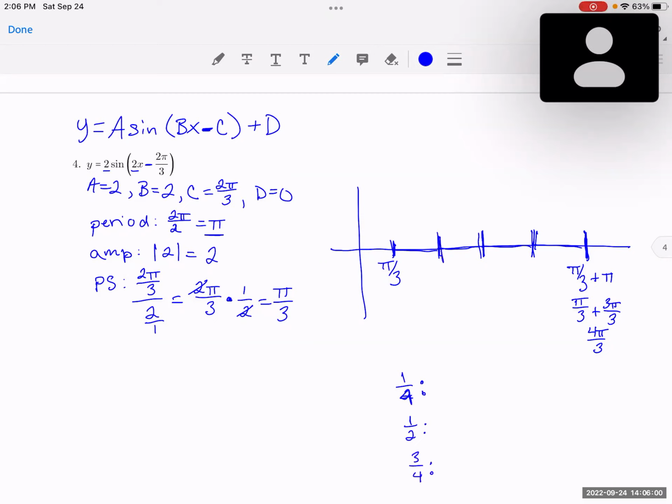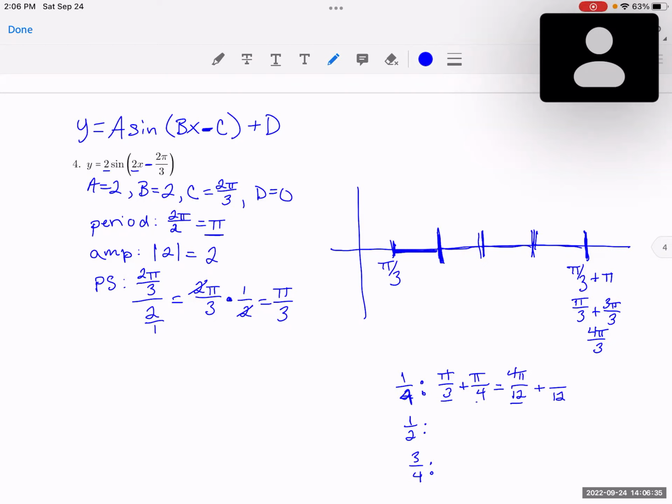To find this quarter point right here, I'm going to start at pi over 3, and I move over a length of pi over 4. So to find that x value, I'm going to take pi over 3 and add to that pi over 4. In order to figure out what that x value is, I need to get a common denominator in order to add these. To go from pi over 3 to a common denominator of 12, I have to multiply by 4 over 4. So that becomes 4 pi over 12.